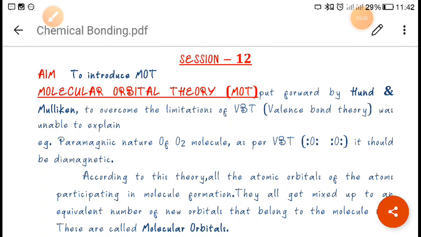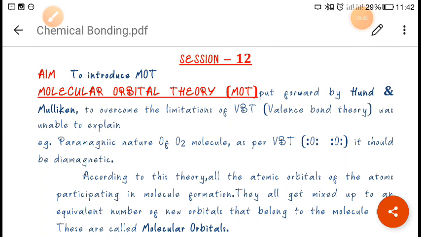So the first question arises: why is there a need for molecular orbital theory? When we talk about the need for molecular orbital theory, it directly depends on the limitations of valence bond theory. Because of these limitations, the need arose to generate a new type of orbital theory, which is called molecular orbital theory, right? So first of all, we will see what the limitations of valence bond theory were.